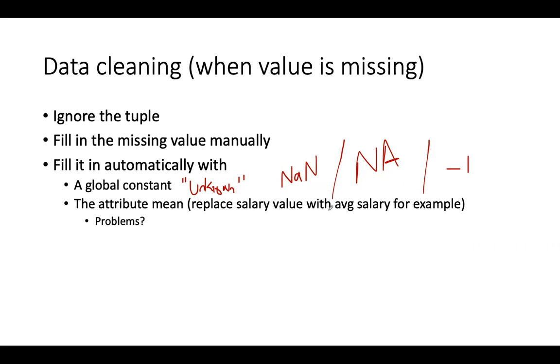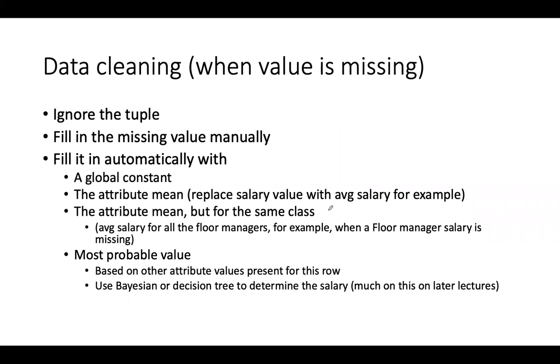So let's look at another example. Another strategy which might be important here is to use a measure of central tendency for the attribute.